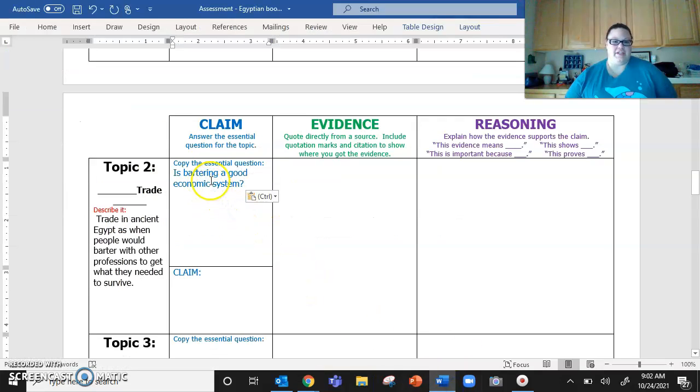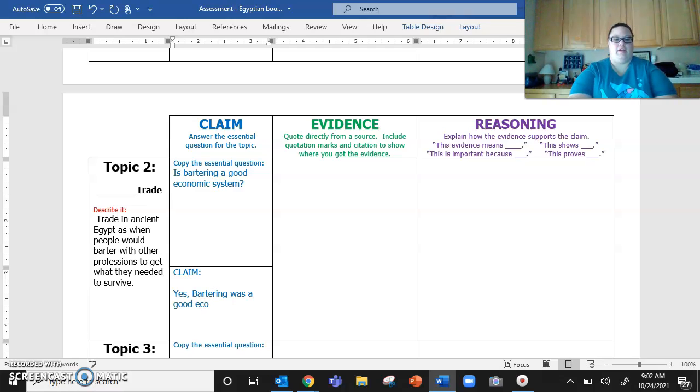Our essential question: is bartering a good economic system? Well, I'm going to say yes. Is that how I write a claim? No. Can I say yes, bartering was a good economic system?